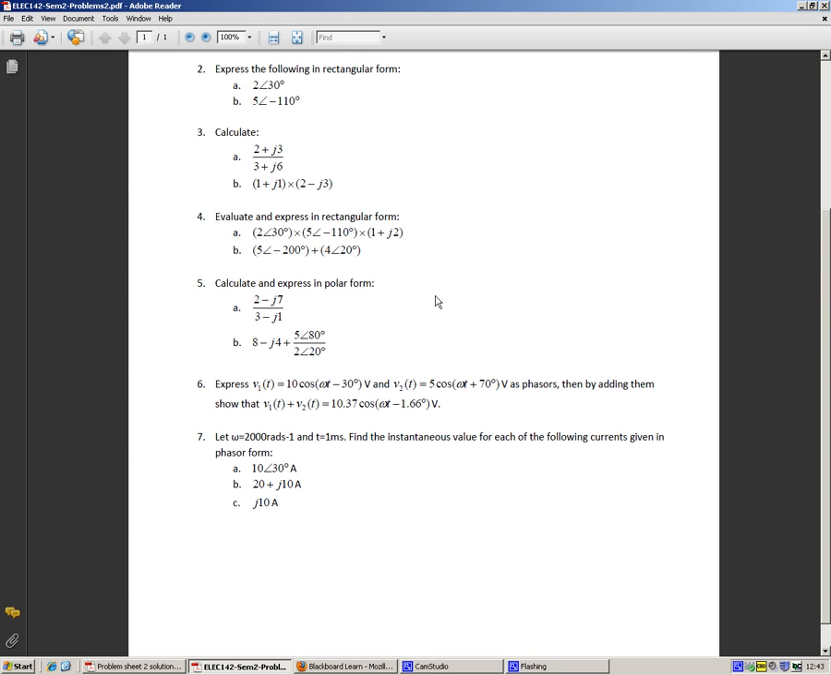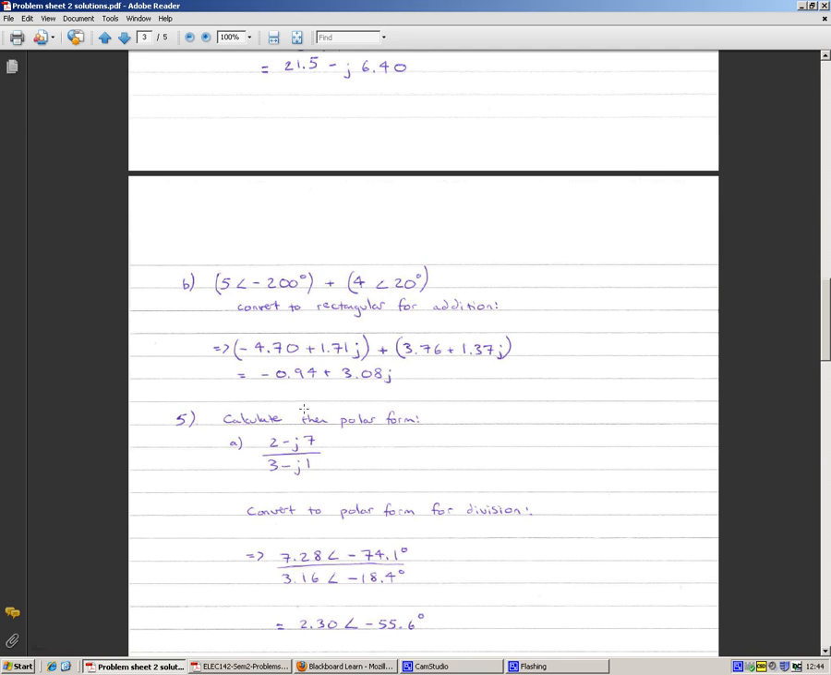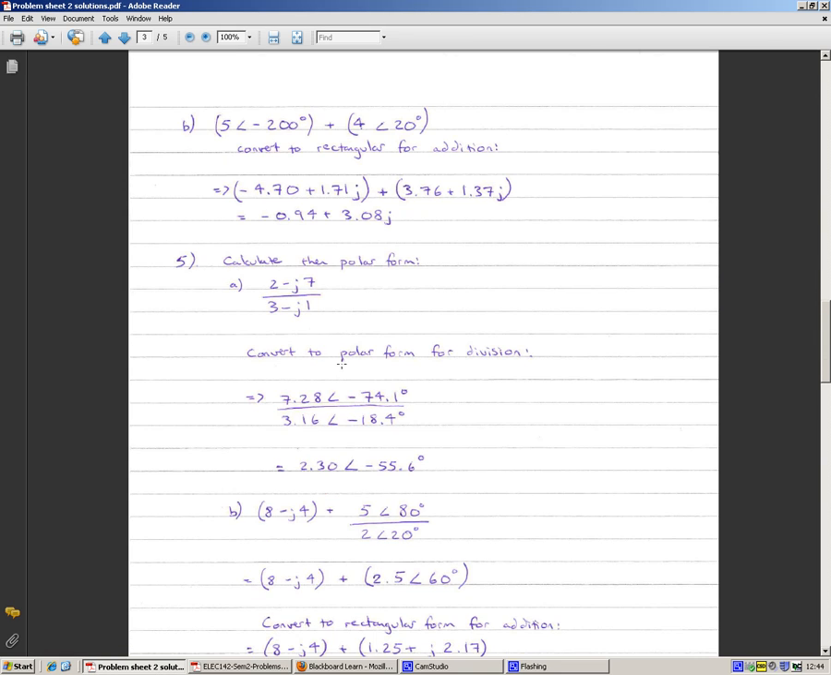Right, so question 5. Again, this one's a little bit different because previously we were asked to evaluate and express in rectangular form. Now we're calculating and then expressing in polar form. So just make sure your answer matches the format you've been asked to provide it in. So part A, we're going to convert our numbers from rectangular form to polar form for the division. Just do that on your calculator and we end up with 7.28 at an angle of minus 74.1 over 3.16 at an angle of minus 18.4 degrees.